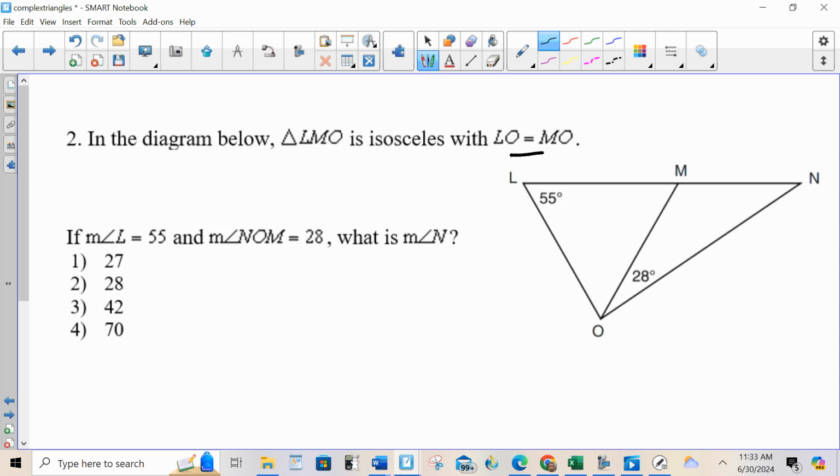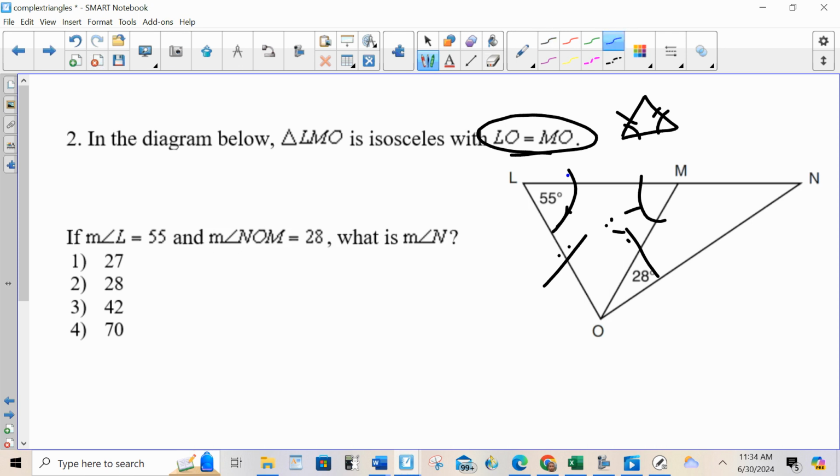It says that LO equals MO. Whenever it says that two sides are congruent, mark the sides, mark the angles opposite them. LO, MO, mark the angles opposite them. Those are my two congruent angles. So if angle L is 55, then angle M is also 55.